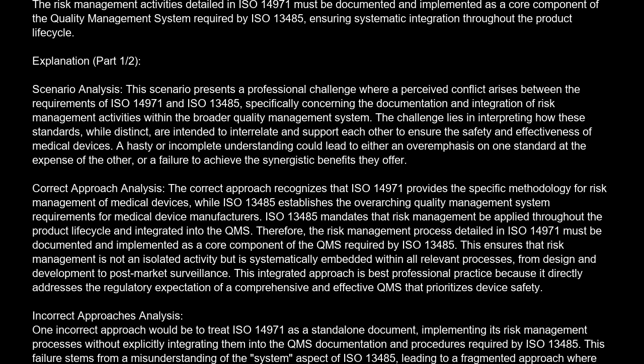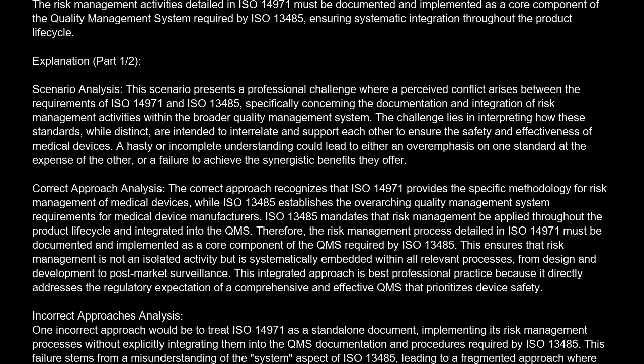Correct approach analysis. The correct approach recognizes that ISO 14971 provides the specific methodology for risk management of medical devices, while ISO 13485 establishes the overarching quality management system requirements for medical device manufacturers. ISO 13485 mandates that risk management be applied throughout the product lifecycle and integrated into the QMS.